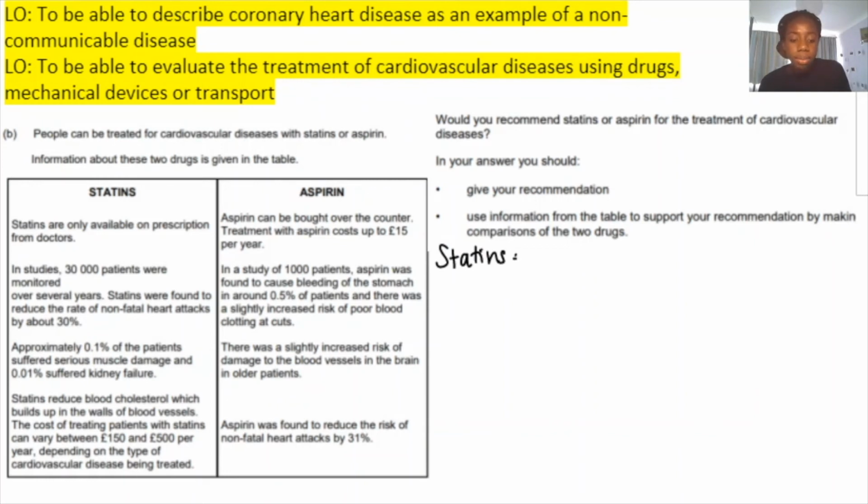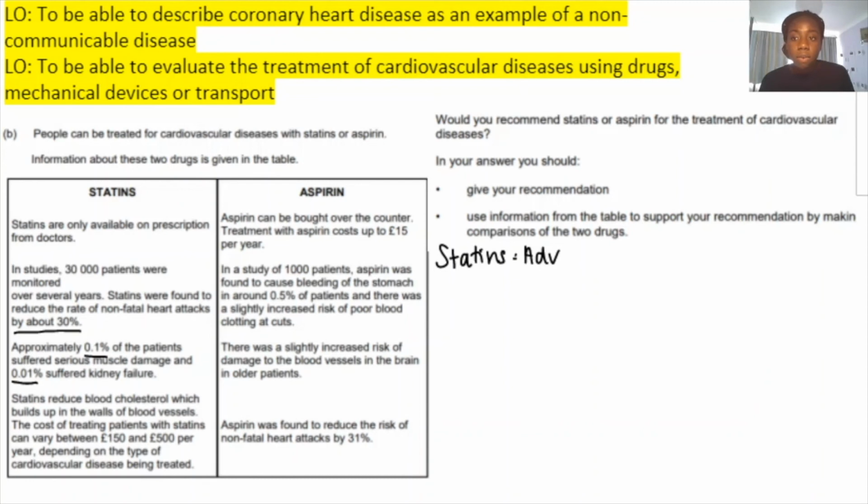In terms of advantages, if we look at the text, we can see that statins were found to reduce the rate of non-fatal heart attacks by about 30%, which is obviously a really good property if we want to use it to treat cardiovascular disease. Secondly, they also have quite a low rate of side effects. If you look, it's only 0.1% and 0.01% compared to aspirin, which has slightly higher rates of side effects.